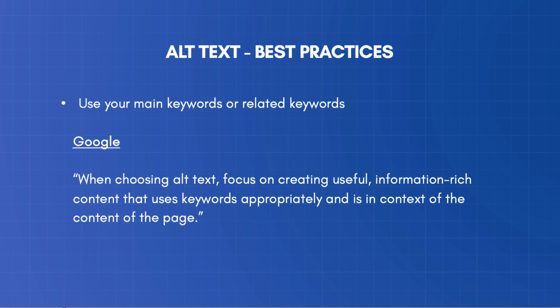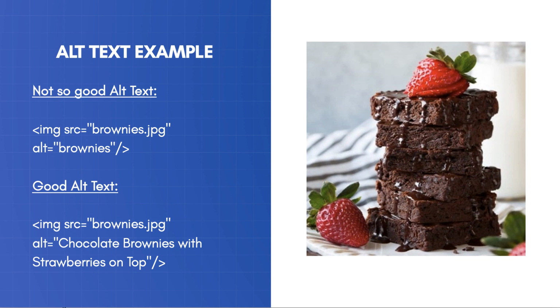When it comes to keyword usage, avoid filling the alt text with keywords, but do make sure to include your target keyword or related keywords. As stated by Google, when choosing alt text, focus on creating useful, information-rich content that uses keywords appropriately and is in context of the content of the page. A nice tip to follow is to use images that are relevant to your content so you can have alt text that is descriptive and keyword-rich. Here is an example of a good alt text for the image on the right.